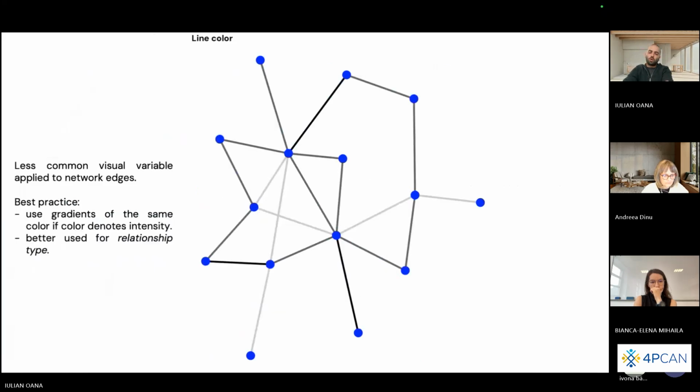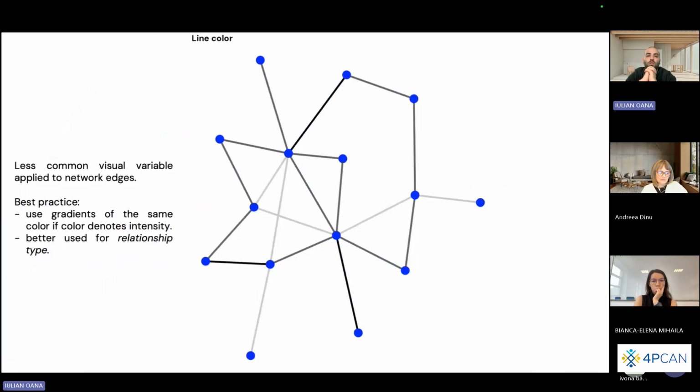Color can be less common as a visual variable than thickness, but as a best practice here, either use it for relationship type. So if I want, for example, to differentiate between family ties versus non-family ties, I can color family ties with blue and non-family ties with gray, or whatever color I may use.